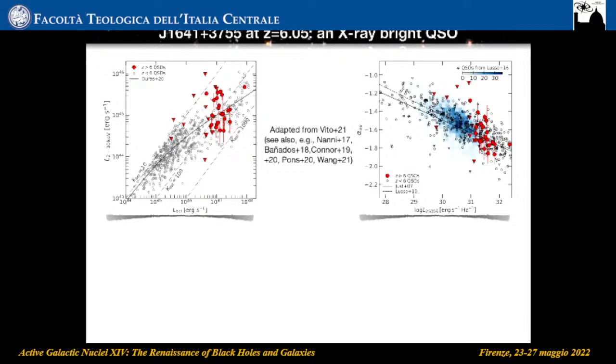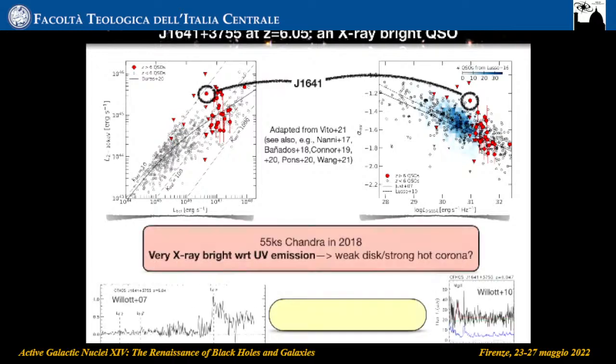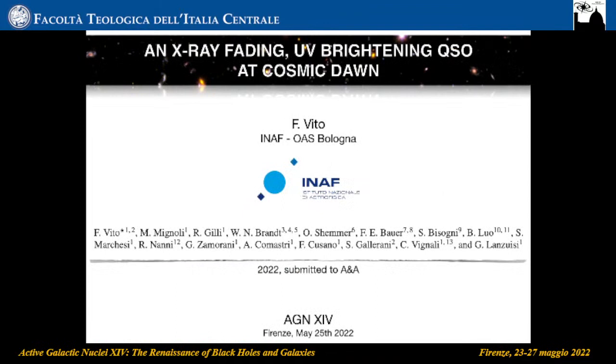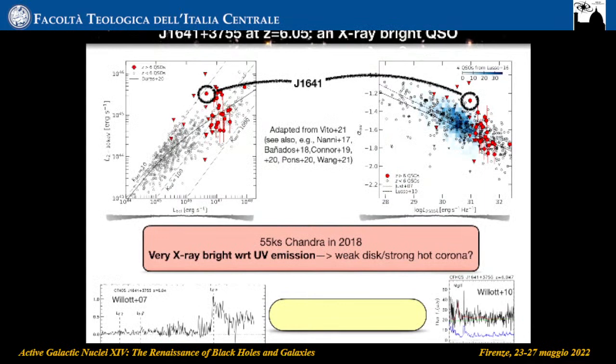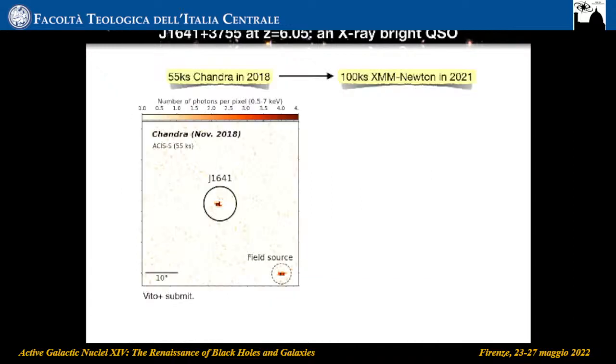I'm going to focus in particular on one quasar at high redshift, redshift of 6. This is J1641. It was found to be extremely bright in 2018 with Chandra, and indeed was a positive outlier of these relations. And from the magnesium II emission line, a black hole mass was estimated to be of the order of 10^8 solar masses. So this quasar is actually accreting at a super-Eddington rate. This was the Chandra observation in 2018, where the quasar showed very bright X-ray emission. This is a field source, a completely unrelated source.